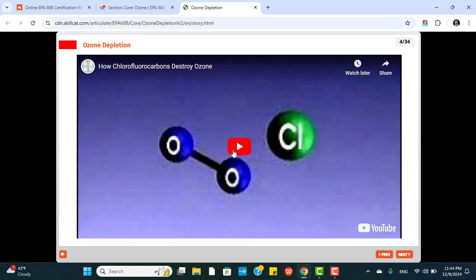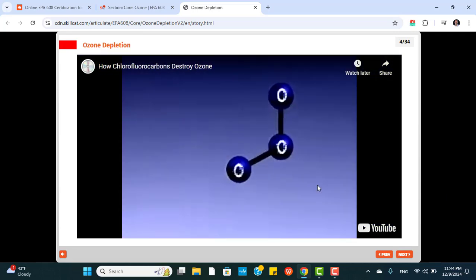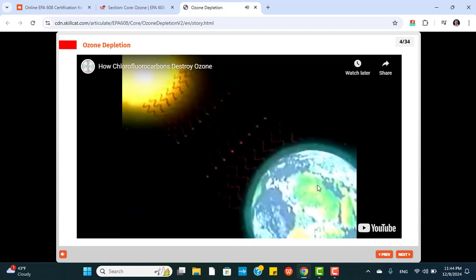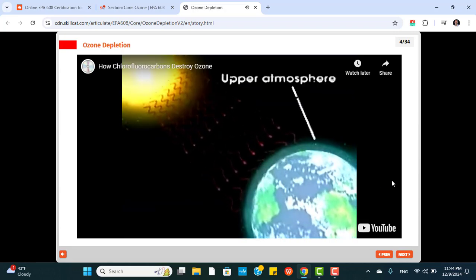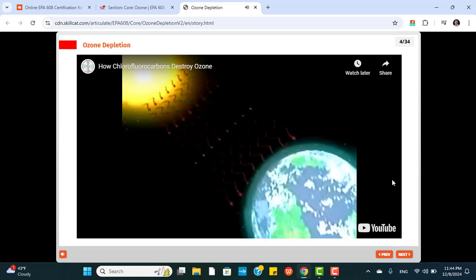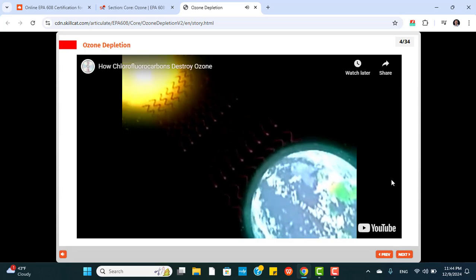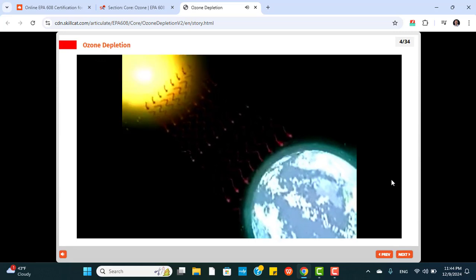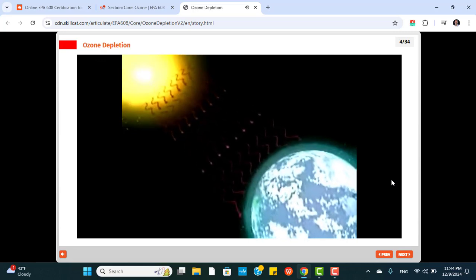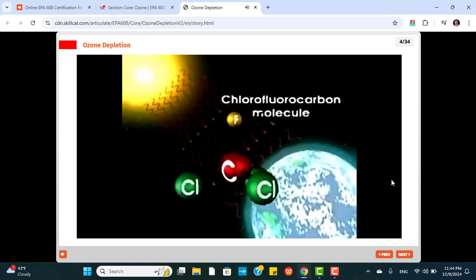Ozone molecules in the upper atmosphere absorb most of the sun's harmful ultraviolet rays before they reach the Earth. These rays can cause skin cancer and other health problems. A group of gases called chlorofluorocarbons, or CFCs, may pose a threat to the ozone layer.